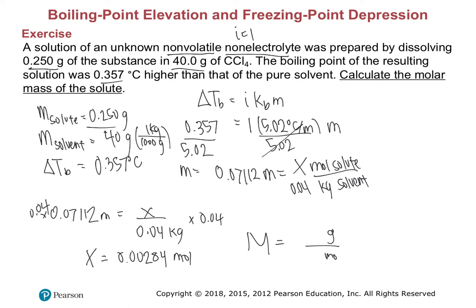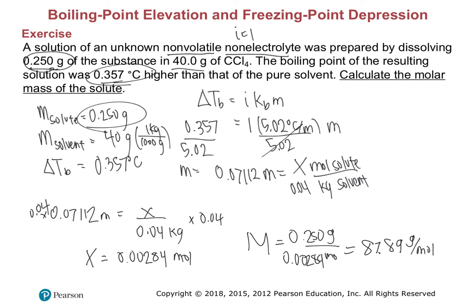So my grams that I added in my solute was 0.250 grams, and I have 0.00284 moles. So if I just divide those two numbers, I get my molar mass equaling 87.89 grams per mole. So basically, we experimentally can know how much we put in. We can then measure the boiling point change and then find out how many moles that should equal with this equation, and then calculate grams that we added divided by moles we solved for to find that mass. And you did that in lab.